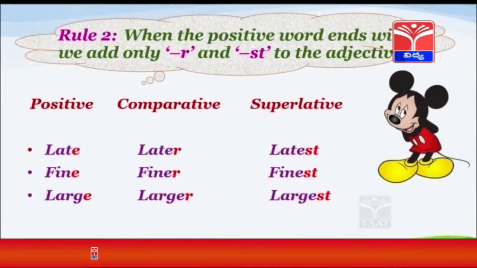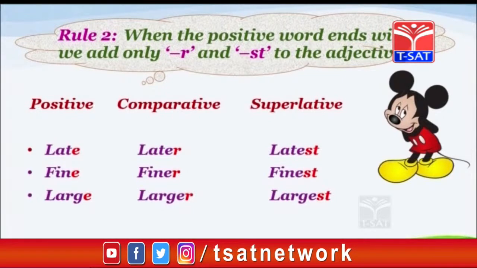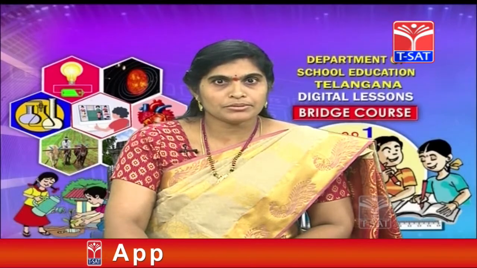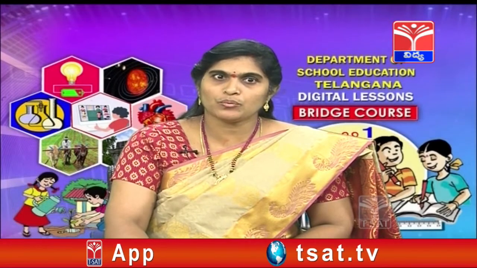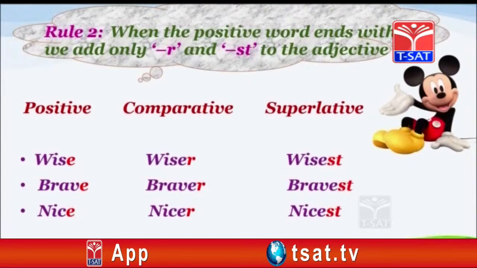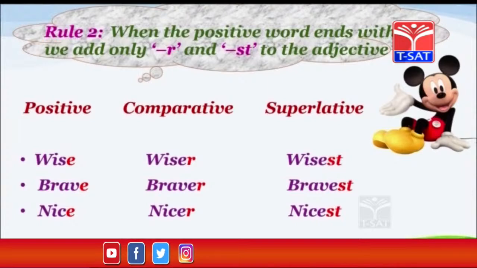So children, shall we go through the examples now? Okay, let us read these words. Late, later, latest. Fine, finer, finest. In the same manner, large, larger, largest. Shall we go through some more examples, children? Okay, here the word wise becomes wiser when it comes to comparative degree and wisest in superlative degree. In the same manner, brave, braver, bravest.